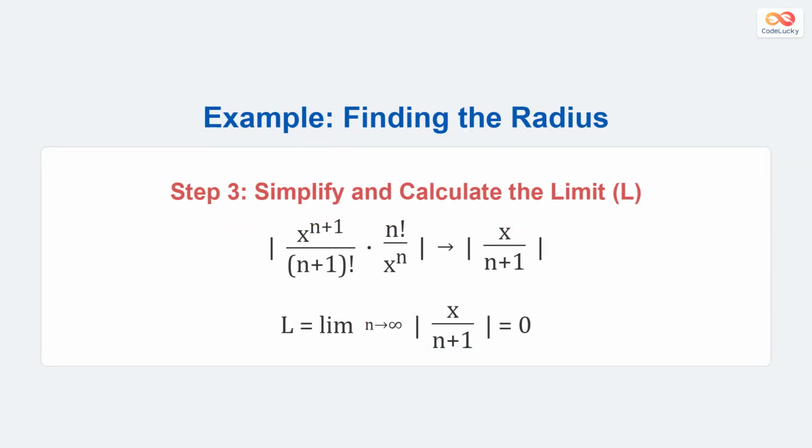Now we simplify this complex fraction. Dividing by a fraction is the same as multiplying by its reciprocal. After rearranging, we can cancel out common terms. X to the power of n plus 1 divided by x to the n leaves just x, and n factorial divided by n plus 1 factorial simplifies to 1 over n plus 1. This leaves us with the absolute value of x over n plus 1. Taking the limit as n goes to infinity, we find that L is equal to 0.